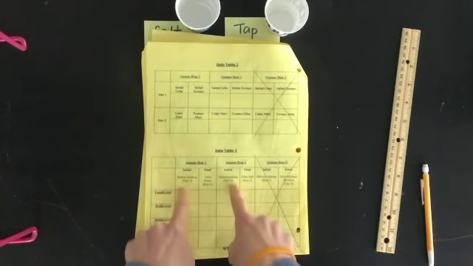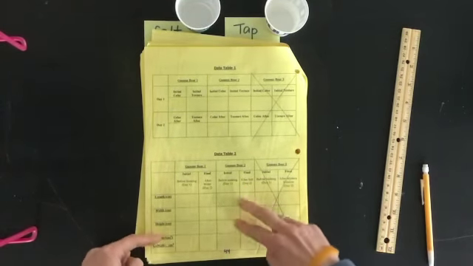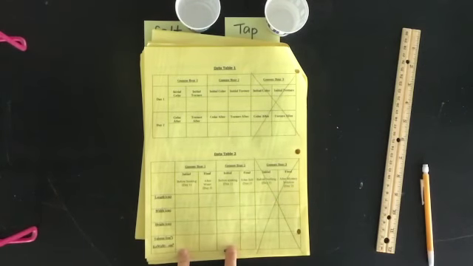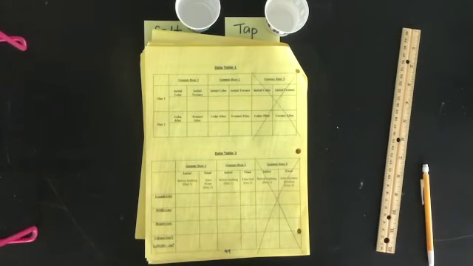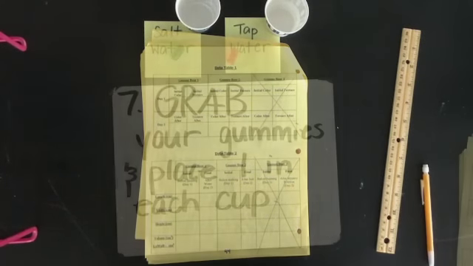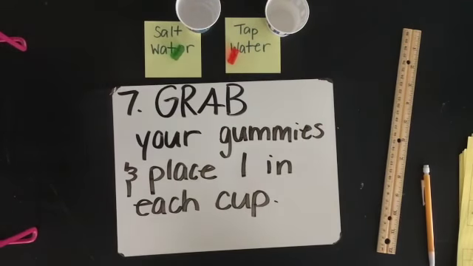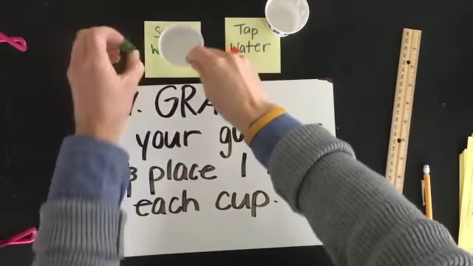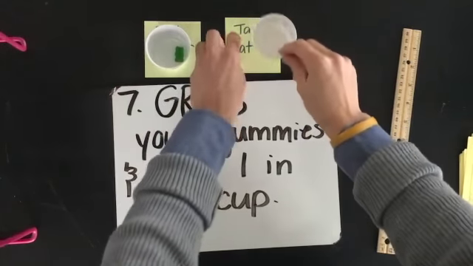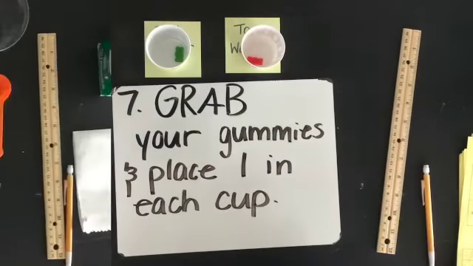Once you finish with the length, the width, and the height, you need to find volume. We find volume by taking length times width times height. Yes, we know it's not a perfectly shaped object, but we are still going to estimate and find the volume using base times width times height. Then you're going to grab both of your gummies and place one in each cup. So I'm going to place one in the salt water cup. I'm going to place one in the tap water cup.